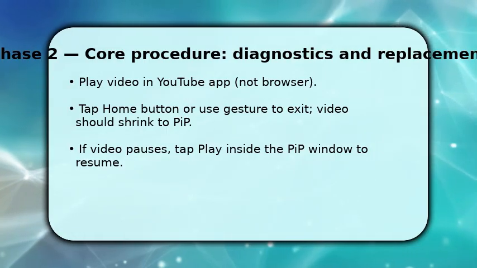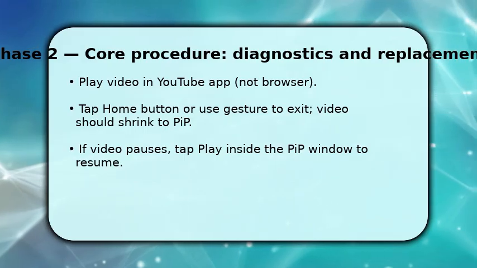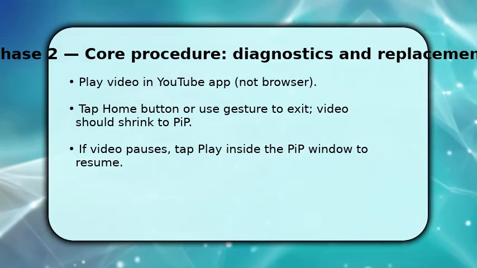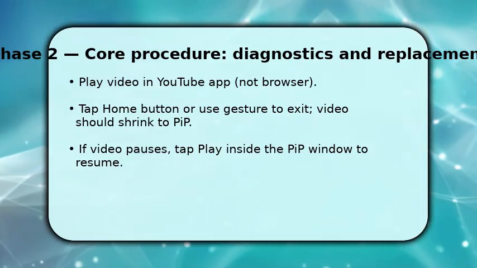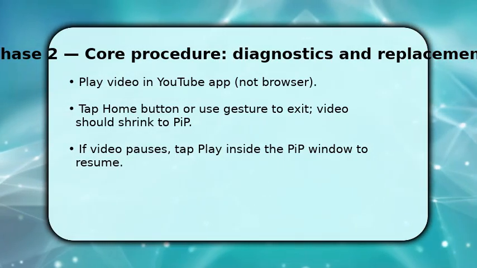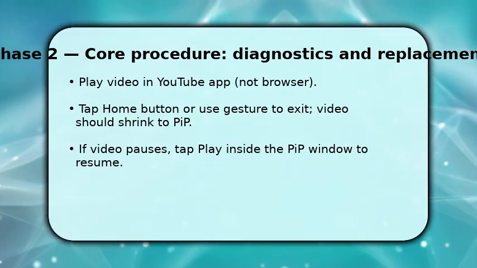If it doesn't, make sure the video is playing and you exited to the home screen. Sometimes tapping home too fast pauses the stream. Once in PiP, you can drag the window, tap to show controls, and tap play if it paused when resizing.